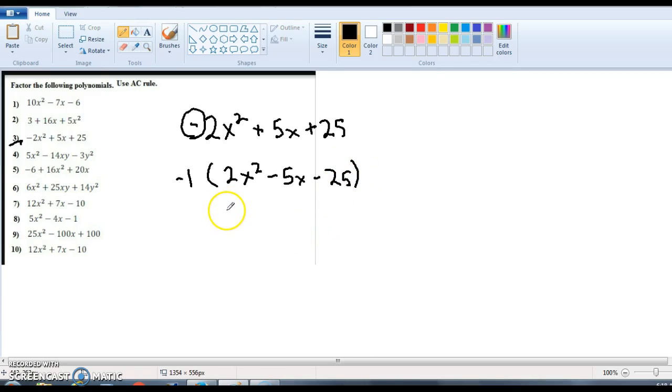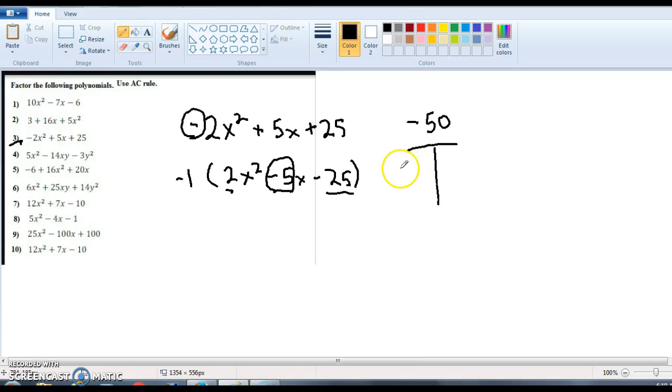Okay, then the next thing is to use the AC rule to factor the rest of it. So the AC rule says take A and C, multiply them together, -50. And then we're trying to come up with two factors of -50 that add up to be -5. So that's our target. And because this is a negative, one of our factors needs to be negative and the other needs to be positive. That's the only way you're going to get a negative product, with one positive and one negative.